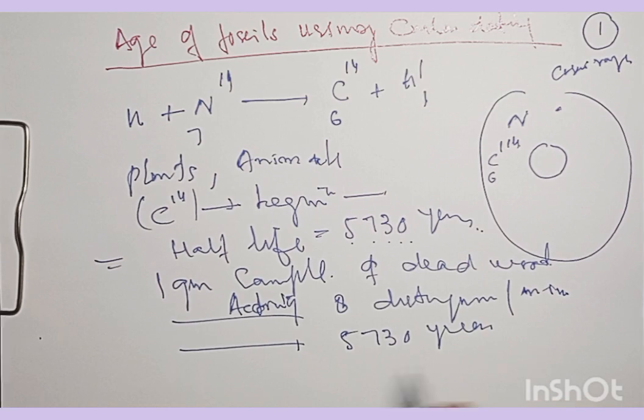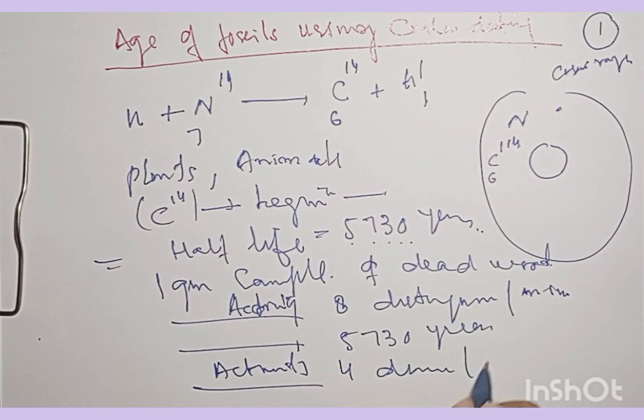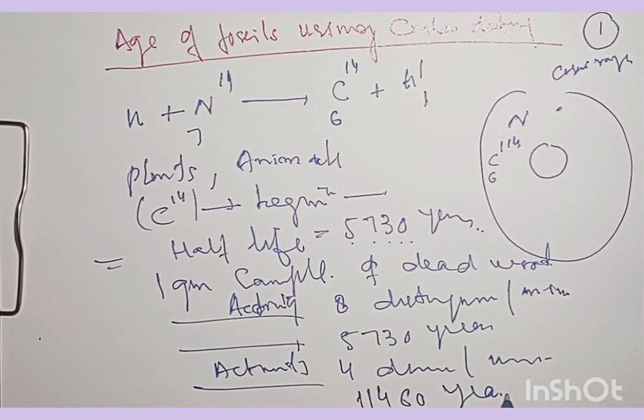Now, if the activity shows 4 disintegrations per minute, then it is 11,460 years old, and so on. So the point is, if we are able to calculate the activity of the sample, we can immediately talk about the age of the sample. We can predict how old a particular thing is, how old an animal is, or how old the plant is.